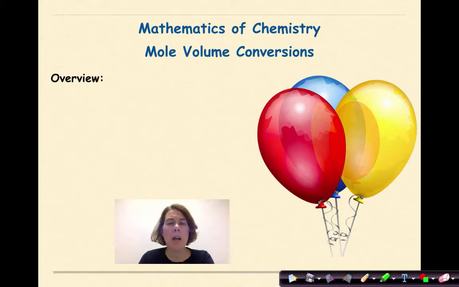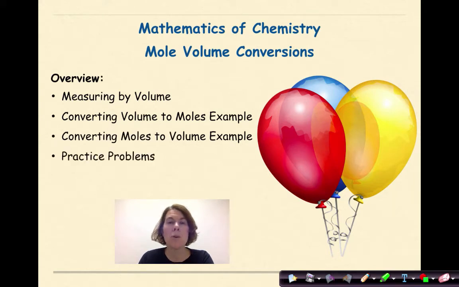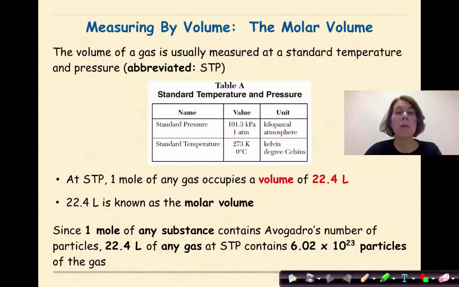Today we're going to be talking about mole volume conversions. Specifically, we're going to be looking at measuring by volume, converting volume to moles examples, converting mole to volume examples, doing some worked practice problems, and finally talking about gas density problems. Measuring by volume, the molar volume.